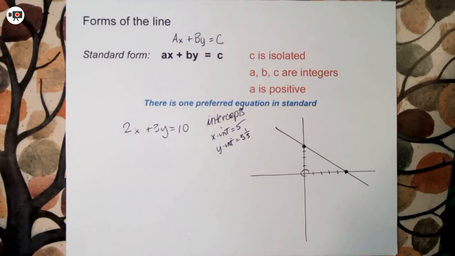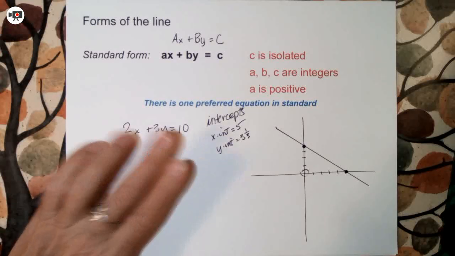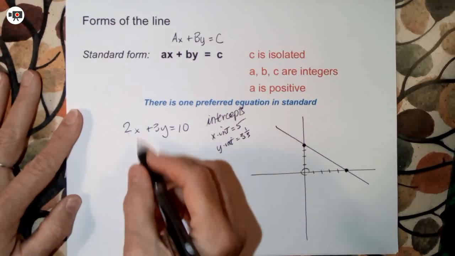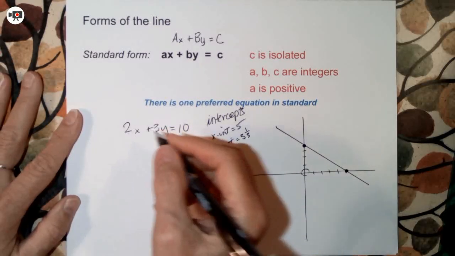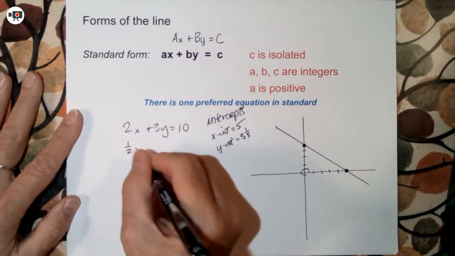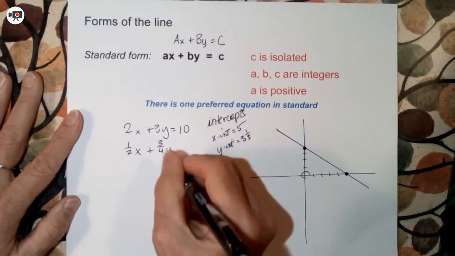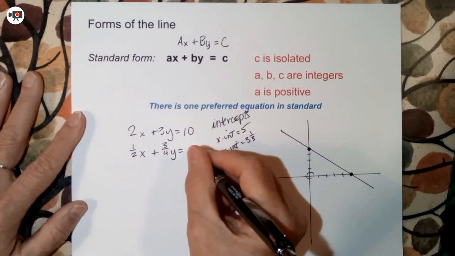That's why we prefer that the coefficients and the constant term all be whole numbers, because, for example, if this were the equivalent equation, let's see, divided by 4. How about this? 1/2 x plus 3/4 y equals 2 1/2.